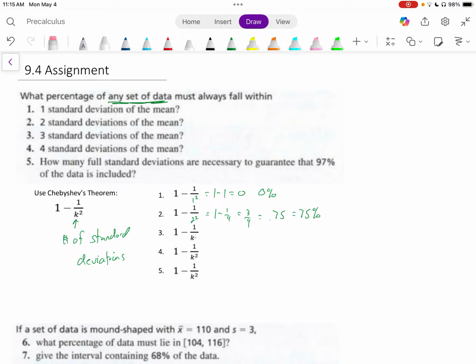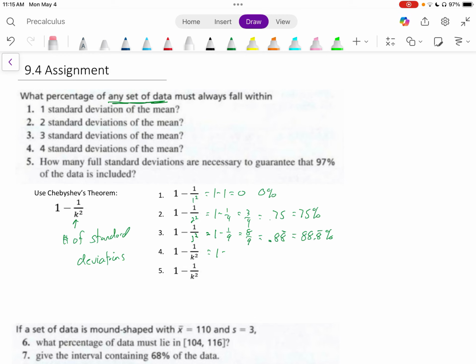Number 3 is similar. We put a 3 in here, 3 squared. So 1 minus 1 over 9 is 8/9. If you divide 8 by 9, it is 0.8 continuing. And so that's 88.8 continuing percent.